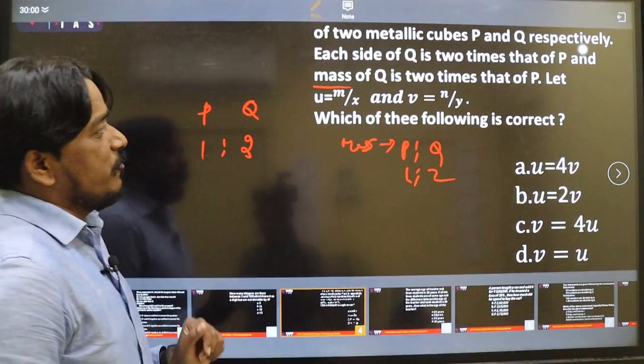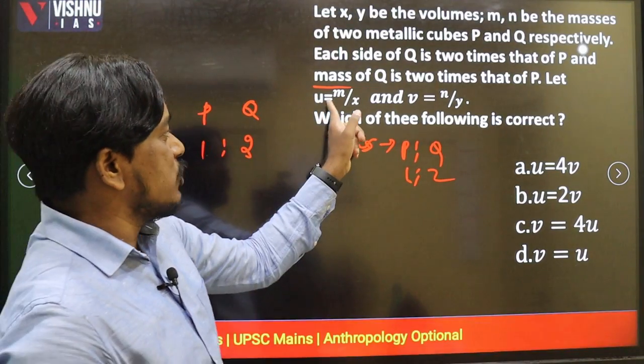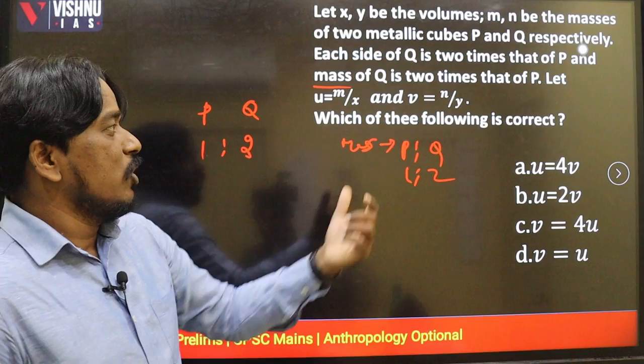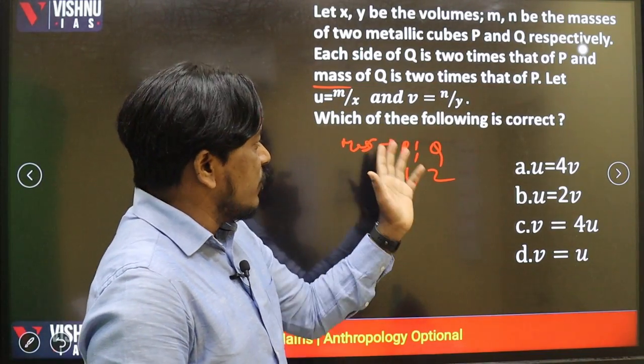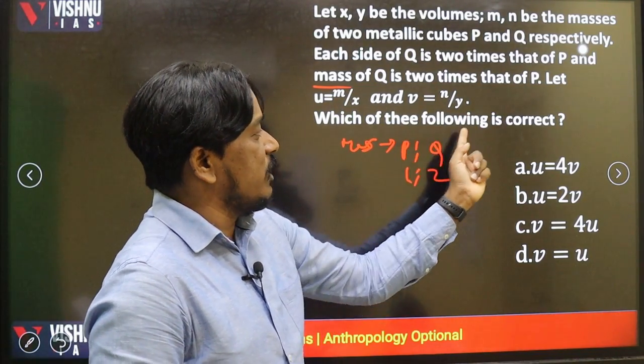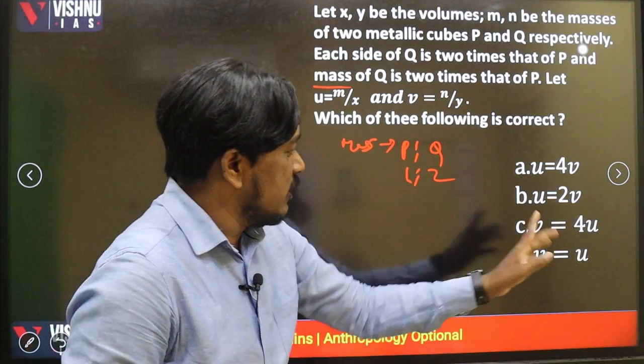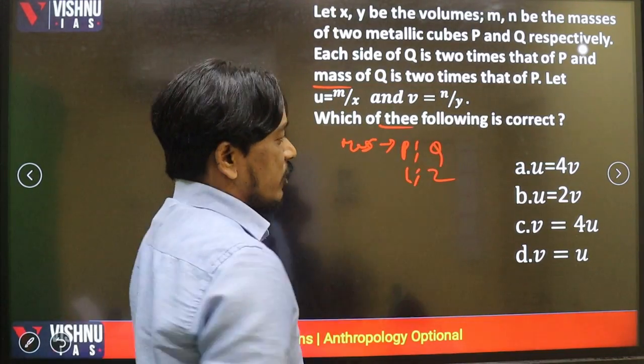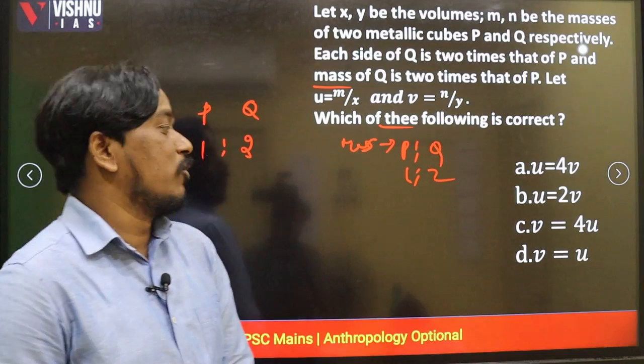If you take the masses of P and Q, you get a 1:2 ratio. But if you focus on volumes, let U equal m by x and V equal n by y. Which of the following is correct here? We have to find out which of the following is correct.